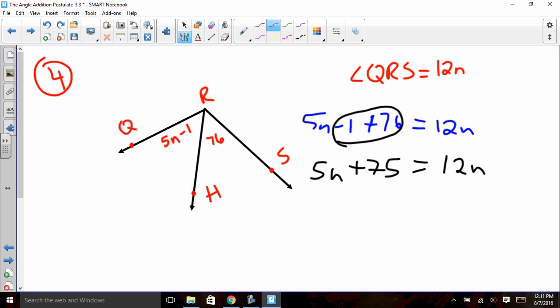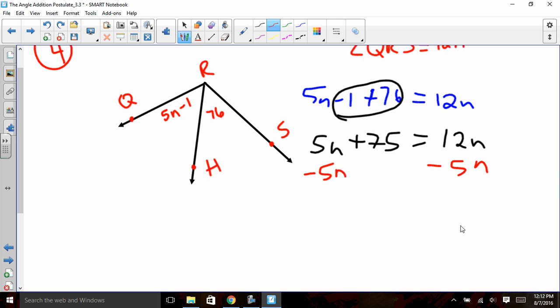Now, if I move over my 12n, I'm going to get an ugly 0 in the equation. And I don't want a 0 here. Not yet anyways. So what I'm going to do is move my 5n over to hang out with my 12n. Now, my 5n is positive right now. So to undo that addition, or that positive term, I have to subtract it. So that's going to give me 75 is equal to 7n.